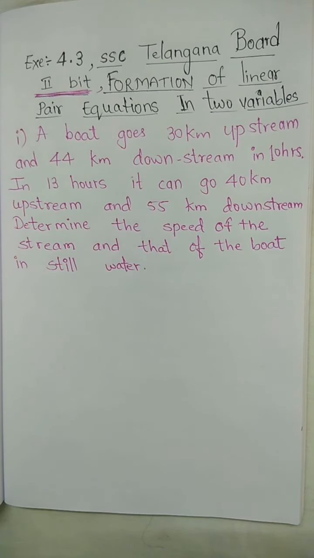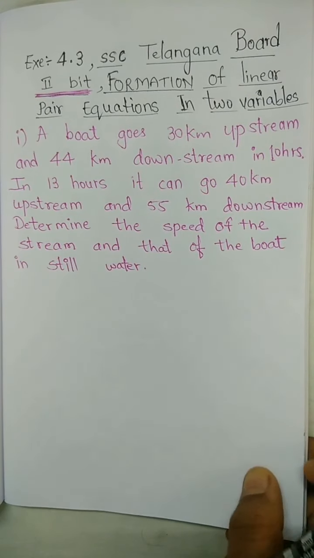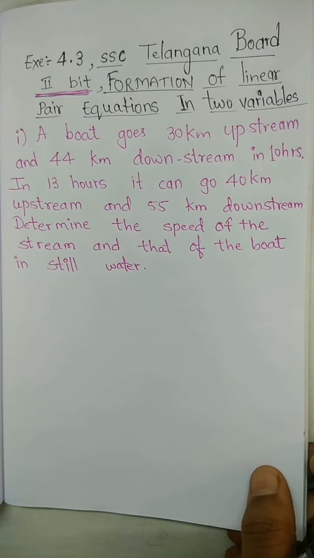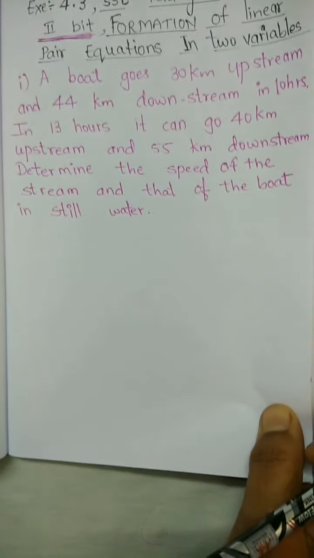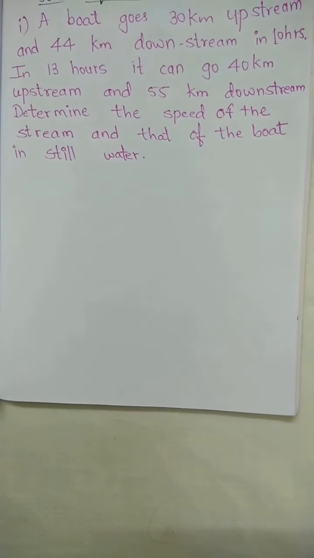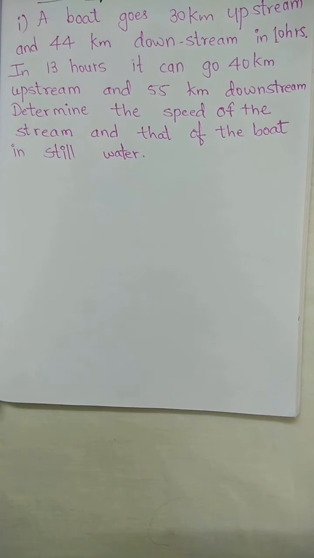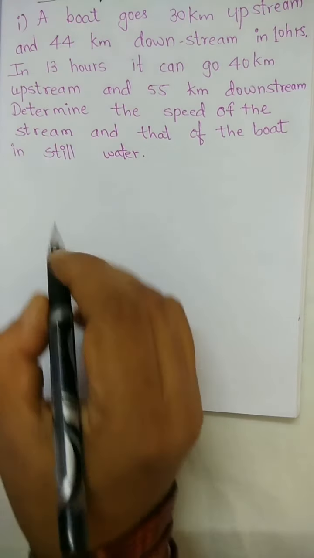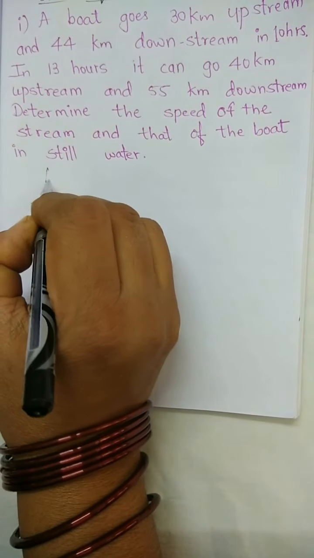So let us write the conditions for this. They are saying we have to find the speed of stream and that of the boat in still water. Still water means the water which is not moving. If you find the speed of boat in still water, then that speed will be only the boat speed. And what is the speed of water, speed of stream, that also we have to find. So let us take the variables.